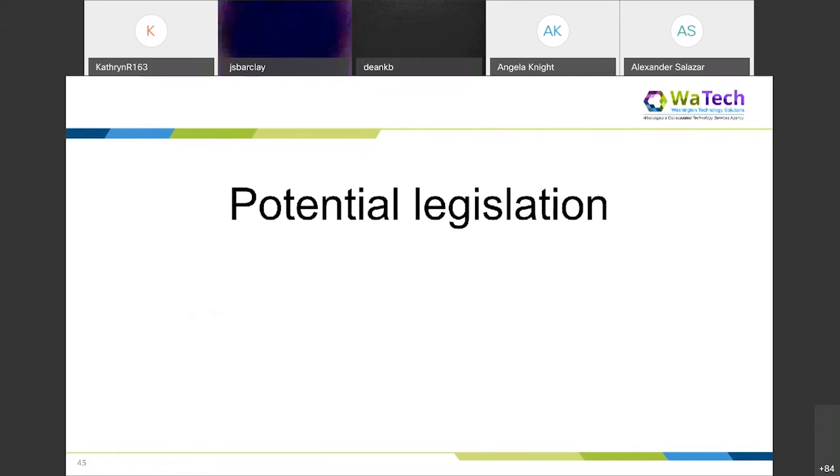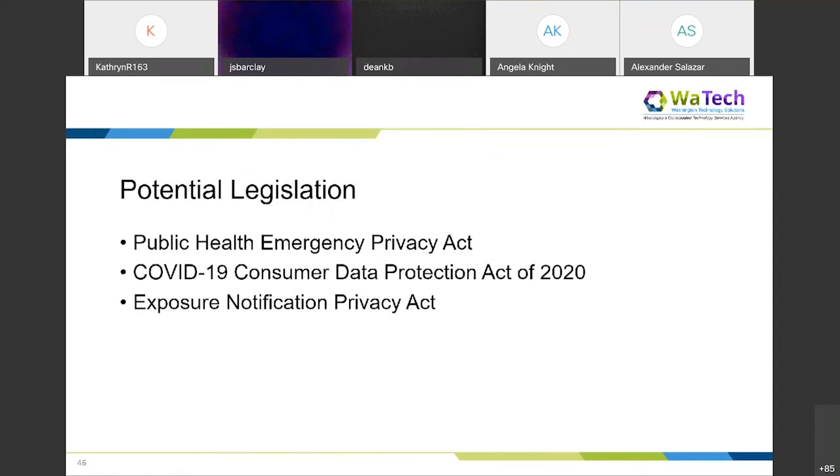So given all of the questions about the apps that have been popping up all over the world, there's been a lot of activity at the national level in terms of potential legislation. So I'm going to briefly talk about some of the federal legislation that's being considered. So next slide.